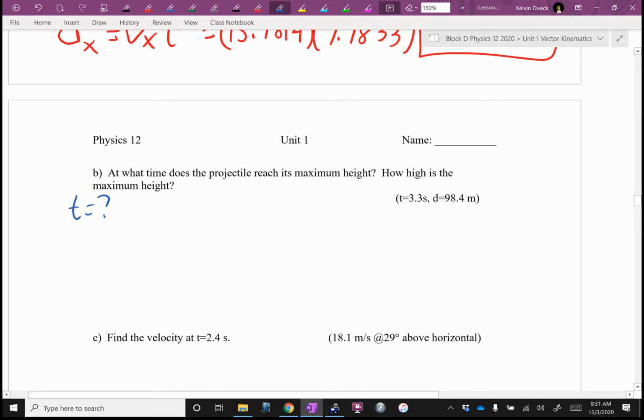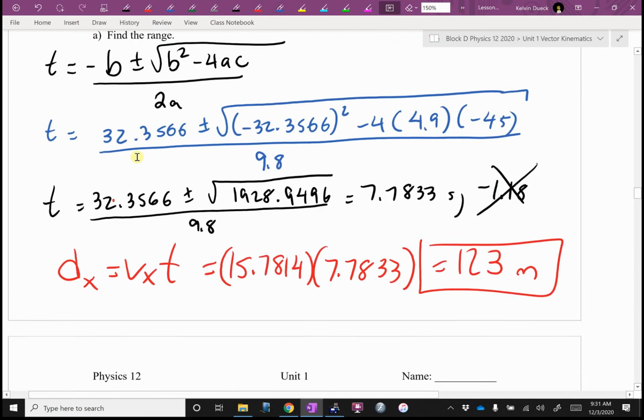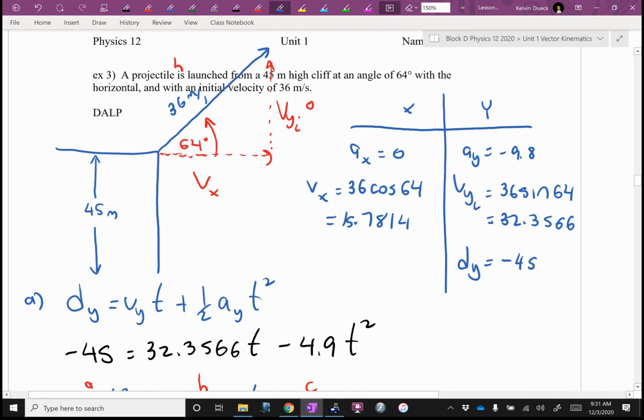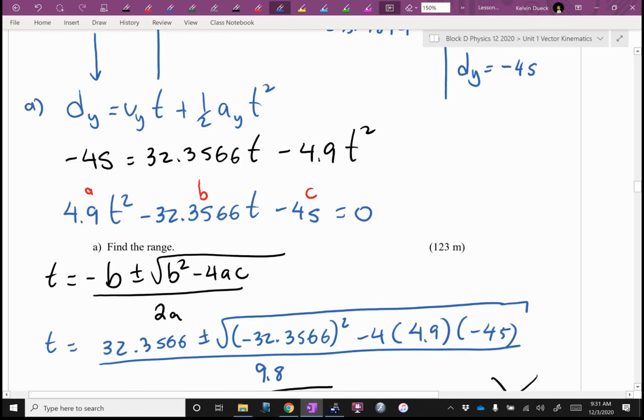And I'm going to write what I know vertically. Folks, can you all write AY equals negative 9.8? And you can also write VY initial equals 32.3566. Would I write DY equals negative 45? I don't think we're at the bottom yet. We're at the top. So this piece of information is not going to be valid. But these first two, AY is negative 9.8 and VY initial 32.3566.